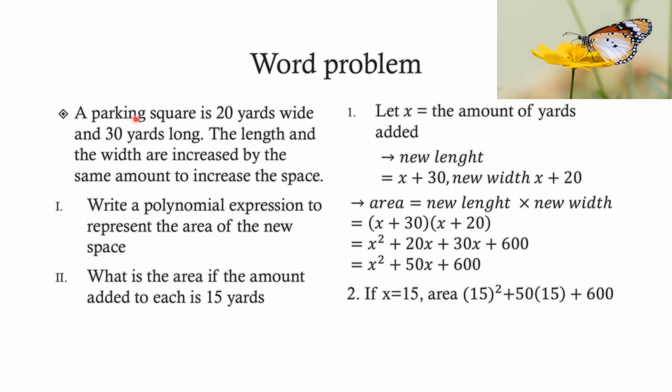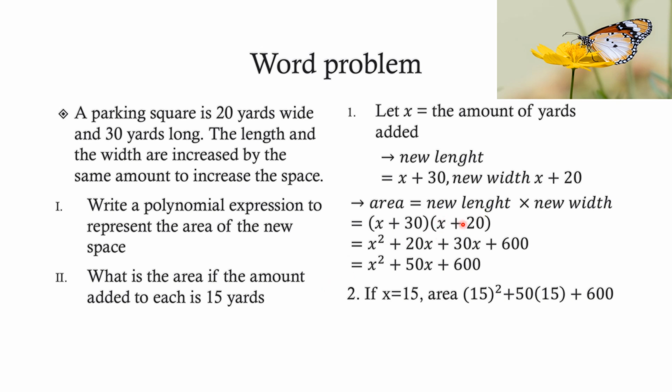So we have a word problem here. A parking square is 20 yards wide and 30 yards long. The length and the width are increased by the same amount to increase the space. Write a polynomial expression to represent the area of the new space. So here the answer will be: let x be equal to the amount of yards added. So the new length will be x plus 30 because it is increasing by a variable which we don't know, and that variable is x, and the width will be x plus 20. So area is the new length times the new width, which will be expressed in this form.